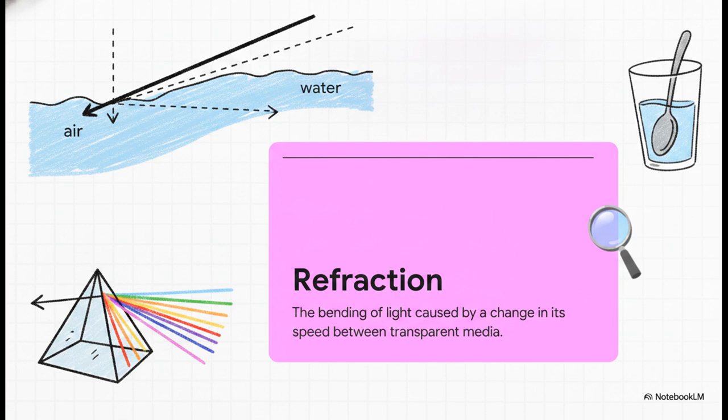So, whenever light crosses the boundary from one transparent material to another, say from air into water or from water into glass, it experiences a change in speed. And it is that precise change in speed that causes the light ray to physically bend. Just keep in mind, light always travels in a perfectly straight line as long as it stays in the exact same uniform medium. The bending only happens at the exact boundary where the two different materials meet.